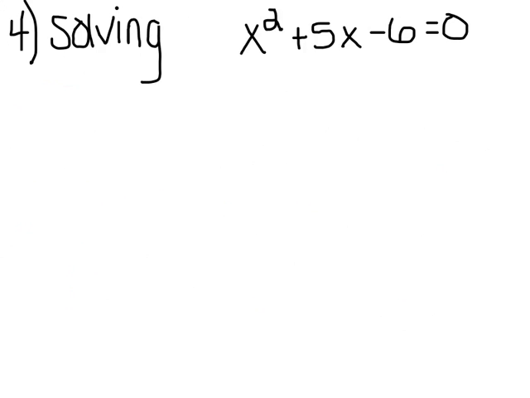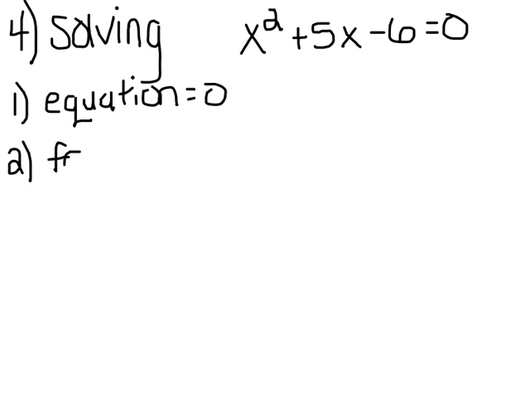In example 4, we'll be solving the equation x squared plus 5x minus 6 equals 0. Because we have a quadratic equation, we need to solve by factoring. There are 3 steps in solving by factoring. Our first step is to set our equation equal to 0. Our second step would be to factor. And our third step is to solve.